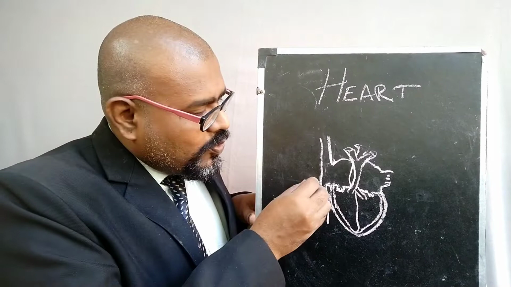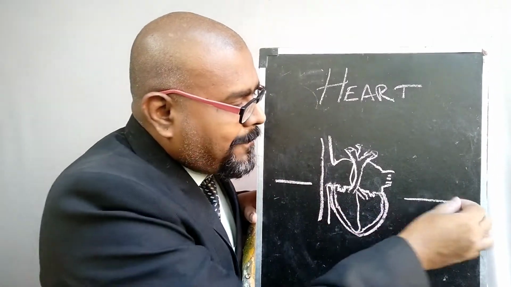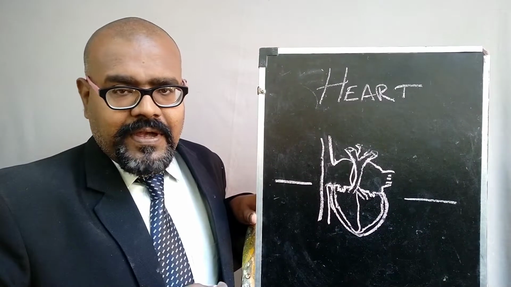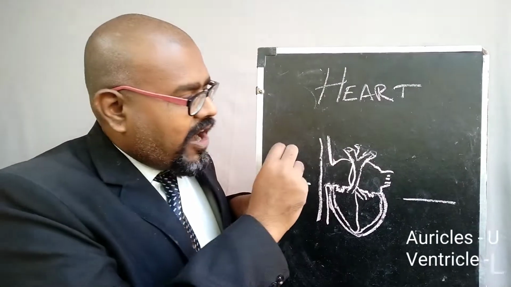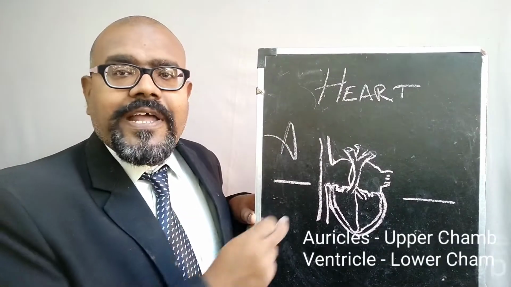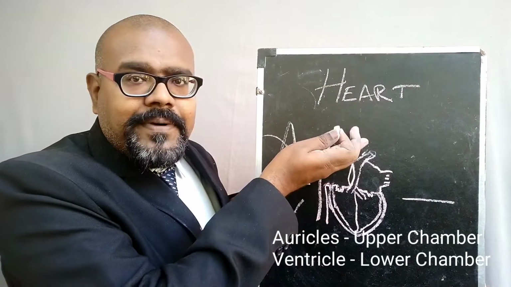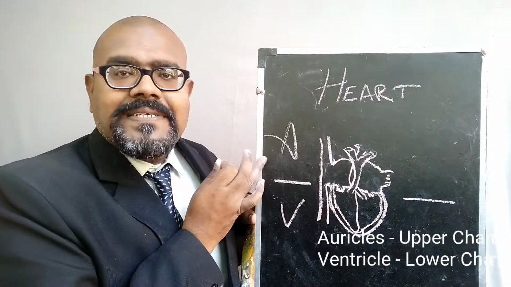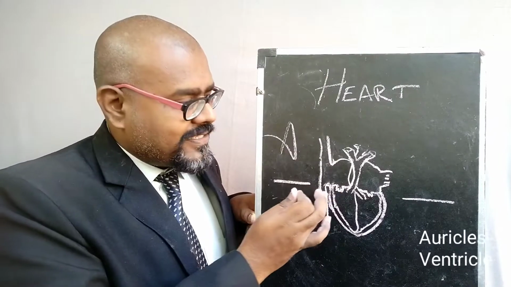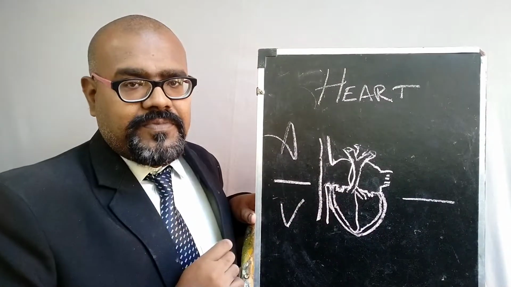Initially, we can divide this human heart into the upper chamber and the lower chamber. The upper chambers are called the auricles. The lower chambers are called the ventricles. See, this is the upper chamber and this is the lower chamber. This upper chamber is called an auricle and this lower chamber is called a ventricle.